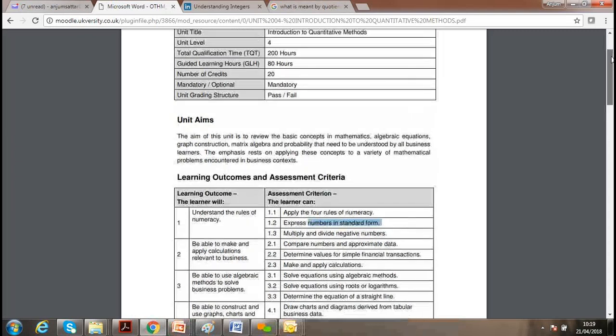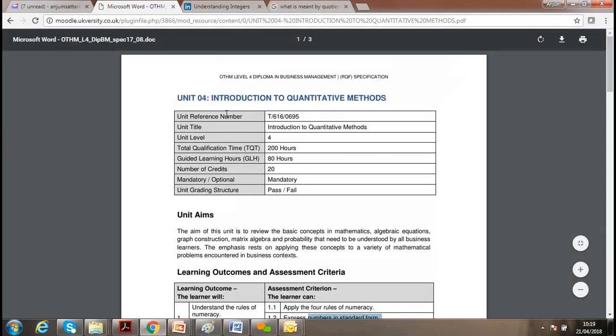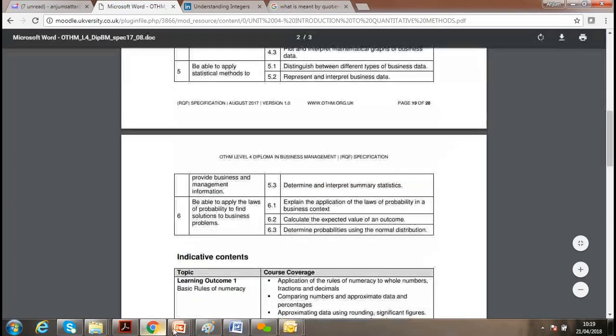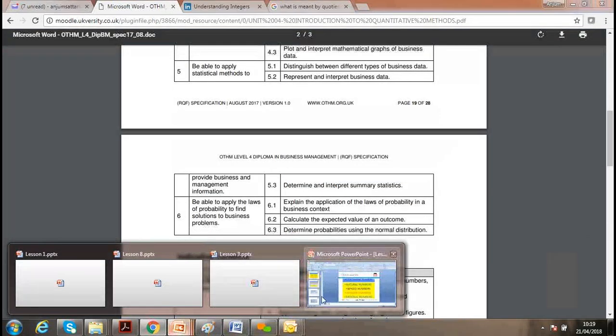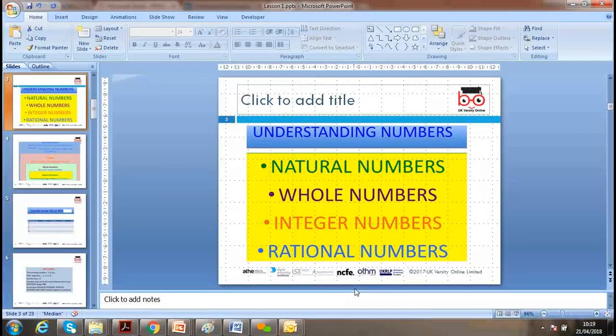What is meant by basic maths? Introduction to quantitative methods, that's the title of unit number 4. Today we are doing the first lesson, so we're going through very basic material. In these slides, we first look at natural numbers, whole numbers, integers and rational numbers. Any question?